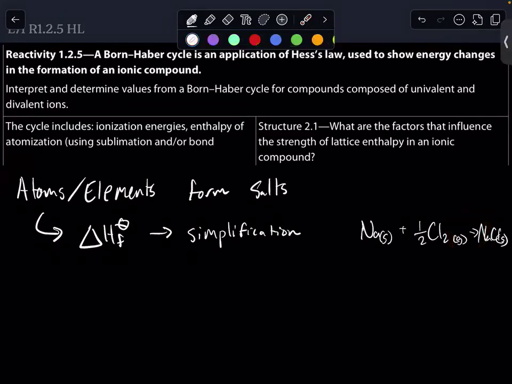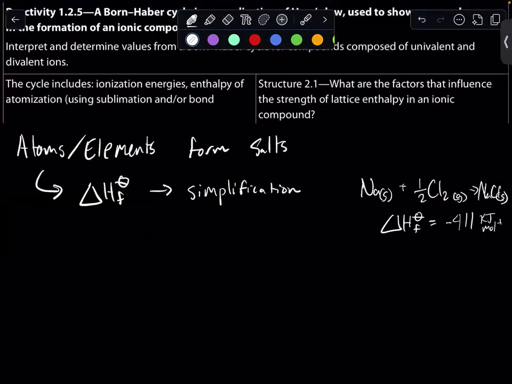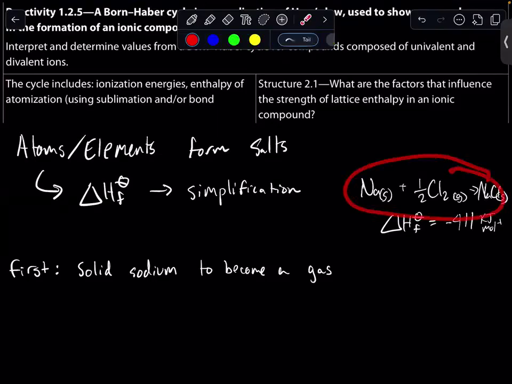For this, we actually have to look at each individual thing. We do know that the delta HF of sodium chloride, just for the record, is negative 411 kilojoules mole inverse. So we're going to keep that down there because we'll come back to it. But let's talk about the individual steps when forming the salt. Like I said, I'm going to do a bunch of steps. First, we need solid sodium to become a gas. Now, this is because in our reaction, each atom of sodium reacts on its own.